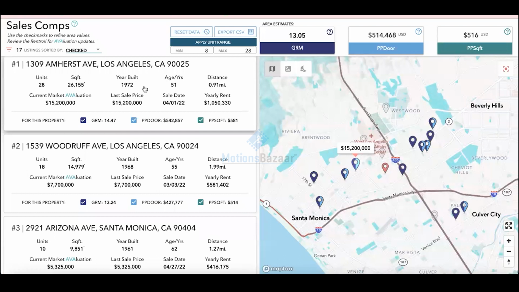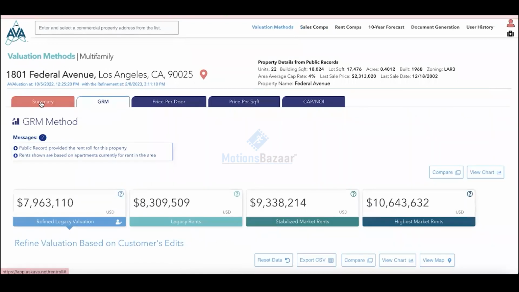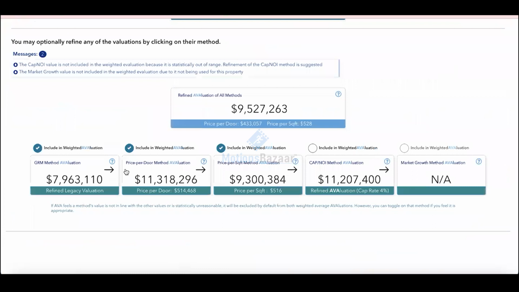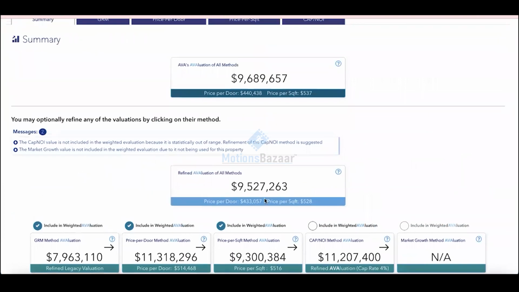So now look at what you've got here. Remember I talked about price per door, gross rent multiplier, and price per square foot when it came to evaluating my different methodologies that were part of my summary. Notice I've changed the refined value here, which starts to change my refined values here. This is pre-populated using all of this data before refinement, and then after refinement, it starts to change the weighting of the property and what it ultimately is worth.